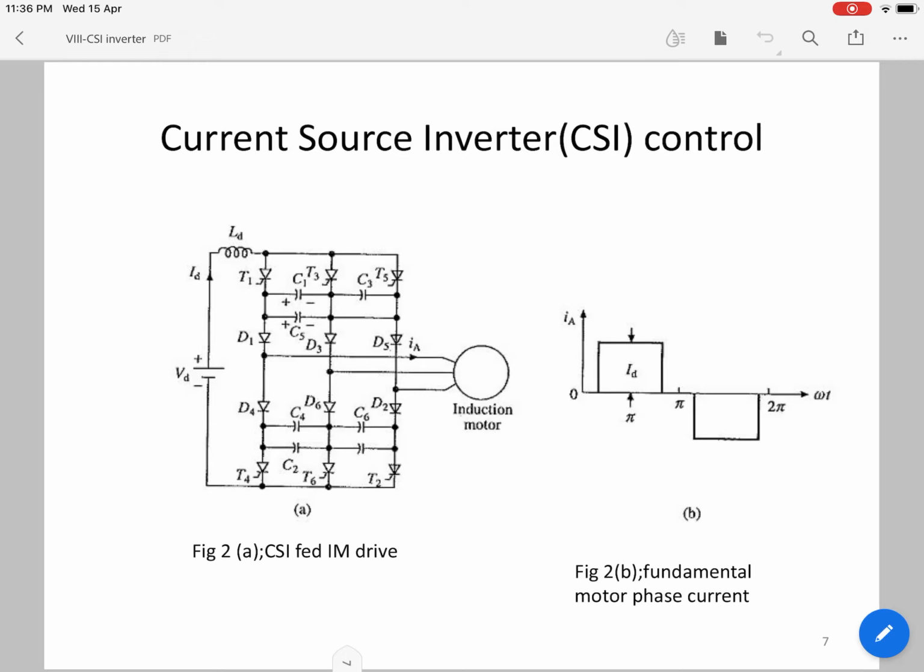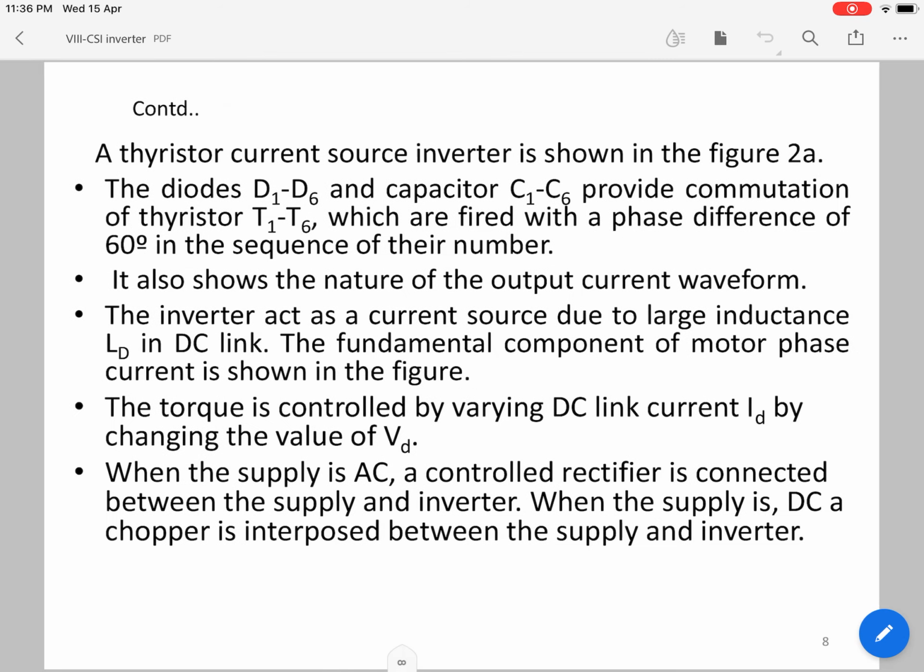Inverter frequency is controlled by adjusting the period T through the triggering circuit of the thyristors. The fundamental component of motor phase current is Is equal to root 6 ID by pi. So in this, for any given speed, motor torque is controlled by varying the DC current ID. ID can be varied by varying VD.